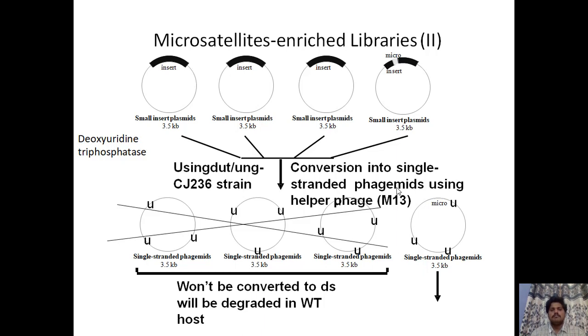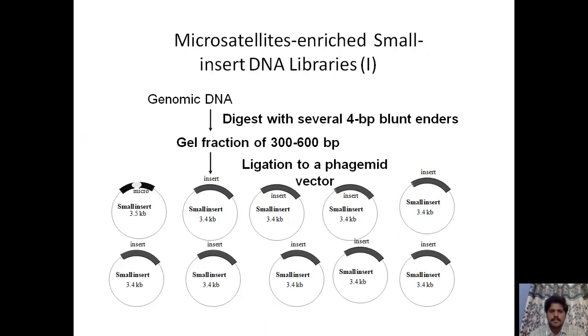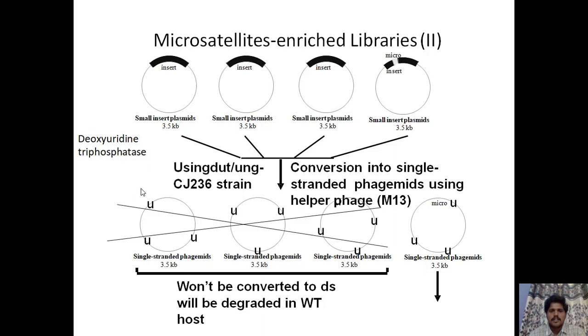And finally, the single-stranded phagemid which has the microsatellite is our area of interest. If you observe this, the microsatellite enriched DNA library, ligated to a phagemid vector. So we got a microsatellite into one of these inserts, and then what we are going to do is subject it to conversion into a single-stranded phage using the helper M13 phage.